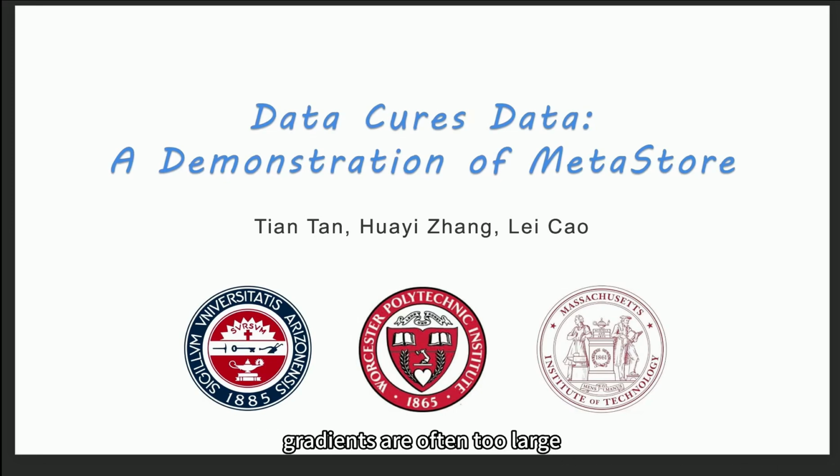In deep learning, gradients are often too large to store or analyze in a practical way. That's why we're excited to introduce MetaStore, a system that not only makes gradient-based analysis more efficient, but finally makes it truly possible. In this video, we'll walk you through a real-world example of detecting mislabeled data and show how MetaStore optimizes both the storage and computation of gradients, making them usable for downstream tasks.